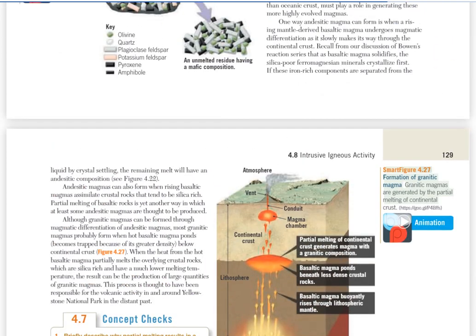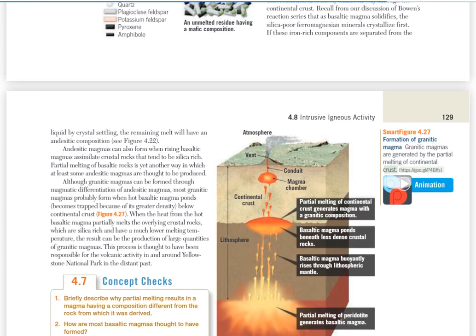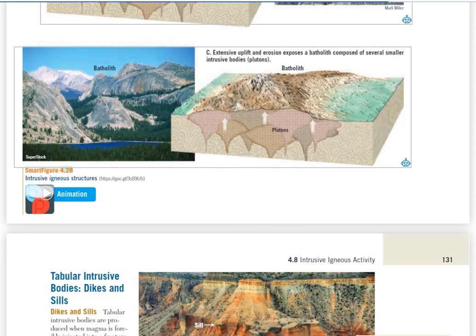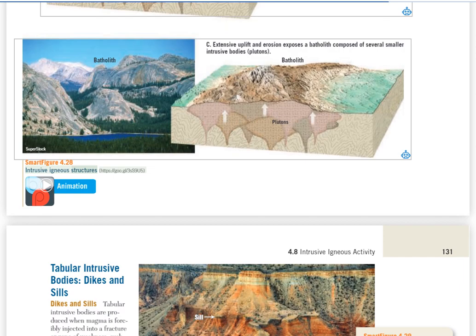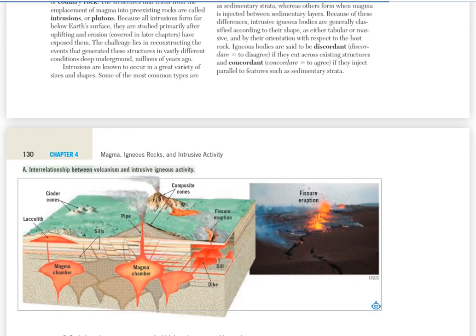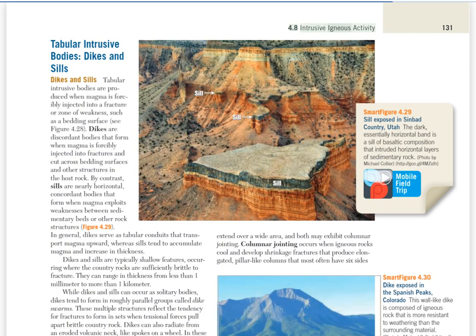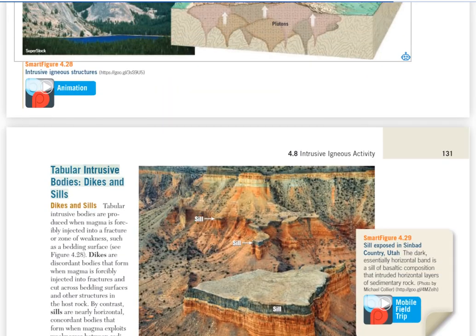Smart Figure 4.27 Formation of granitic magma. Granitic magmas are generated by the partial melting of continental crust. Smart Figure 4.28 Intrusive igneous structures. Interrelationship between volcanism and intrusive igneous activity. B. Basic intrusive structures, some of which have been exposed by erosion. 4.8 Intrusive igneous activity. Tabular intrusive bodies, dikes and sills.